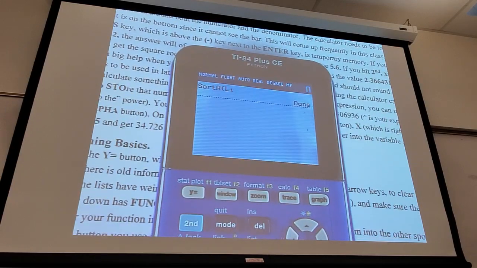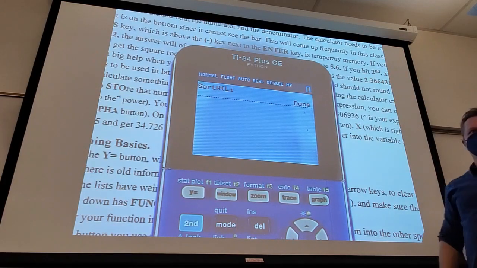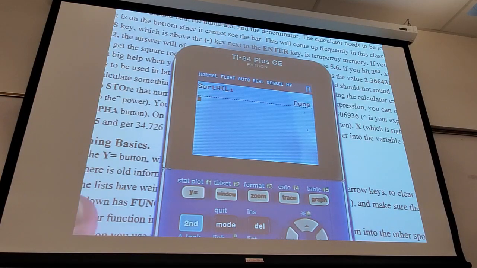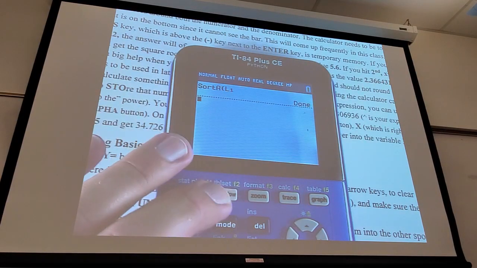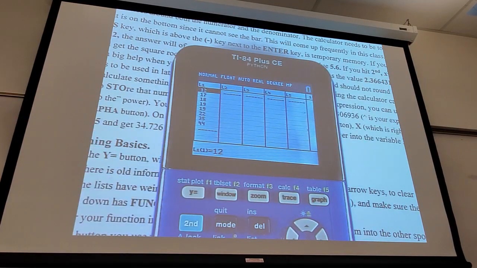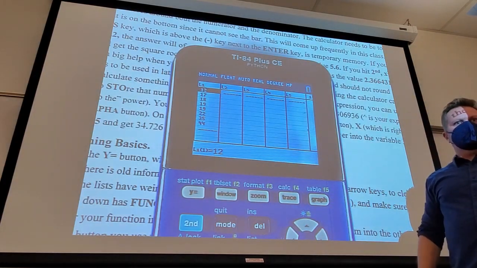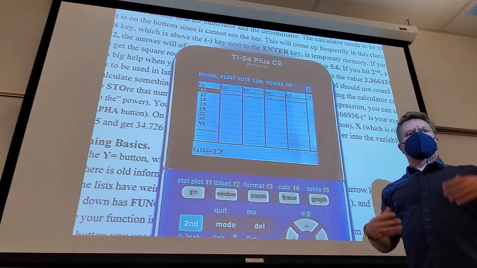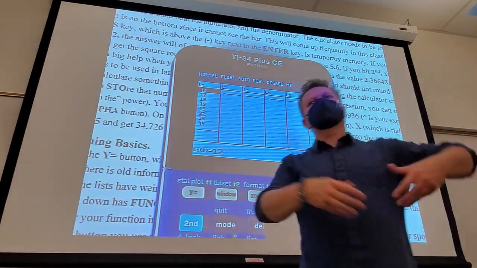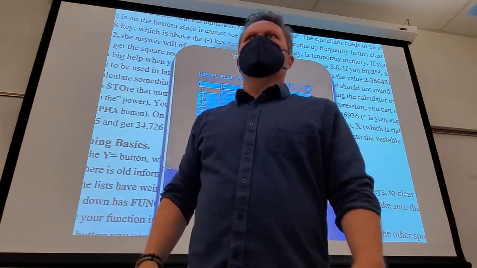And then it's very anticlimactic. It just says done. But, is everybody with me? If you go back to stat edit, now it's all in order, yes? Yeah. Now that's really useful for doing things like creating histograms, frequency distributions, all this kind of stuff, right?